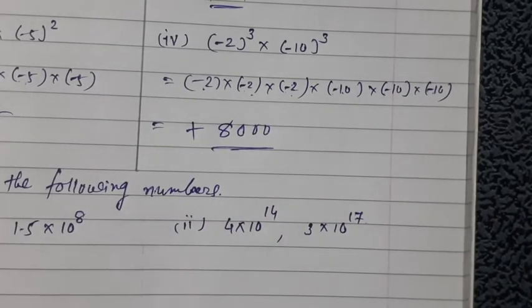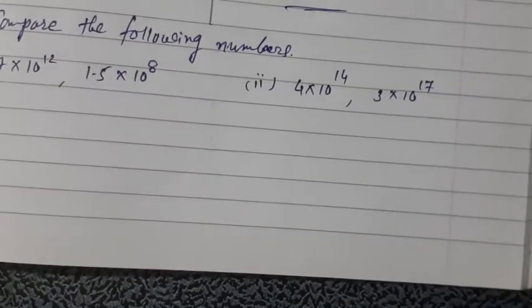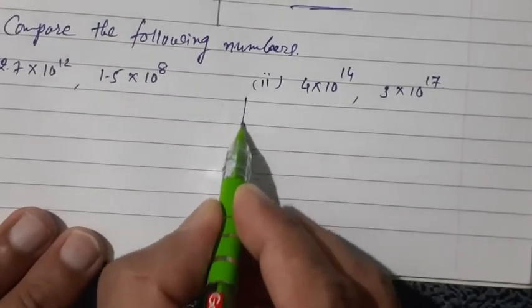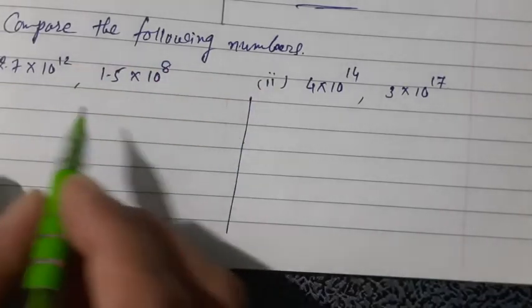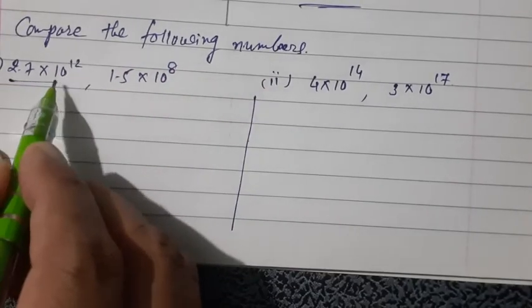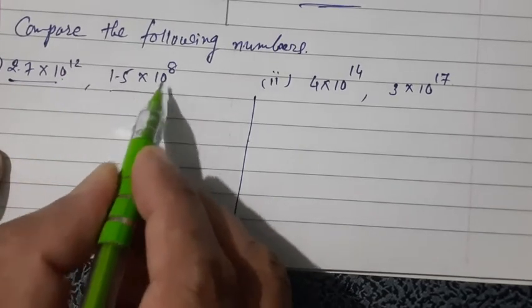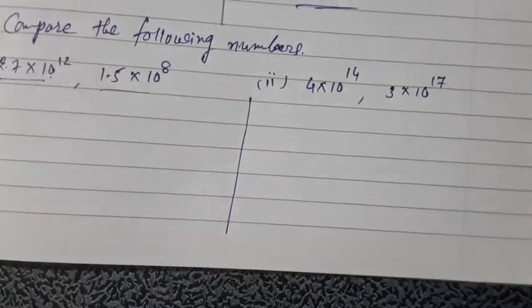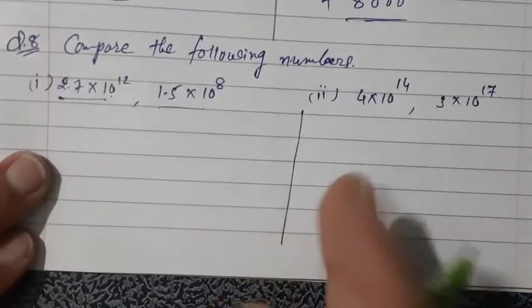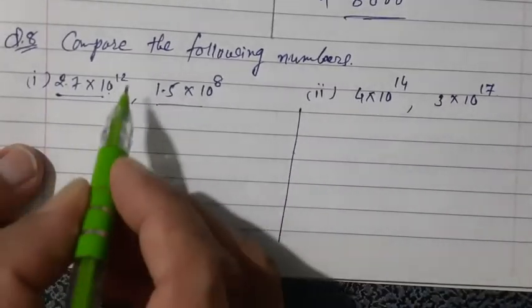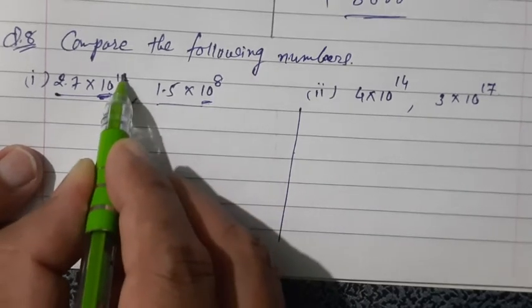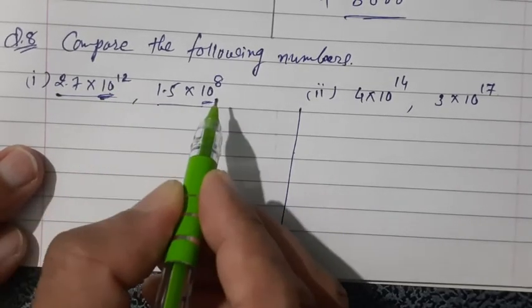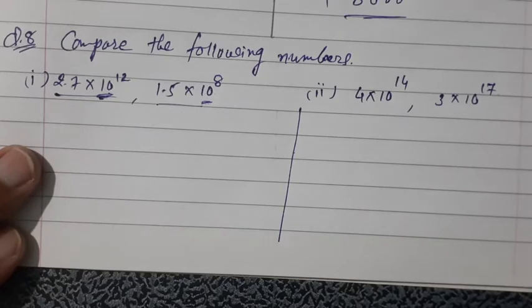Okay, and the last one. Here, compare the following numbers. Two numbers are there. Look, 2.7 into 10 raised to 12 and 1.5 into 10 raised to 8. Compare them. In this type of sum, you just check the power of 10 here: 10 raised to 8 and 10 raised to 12. If we have the same power, then it's easy to solve.